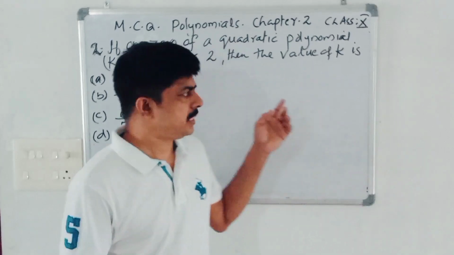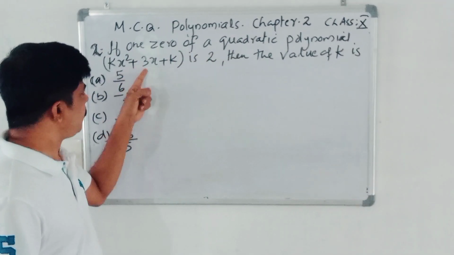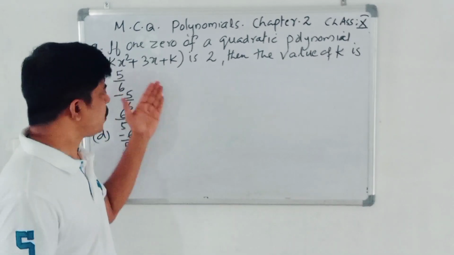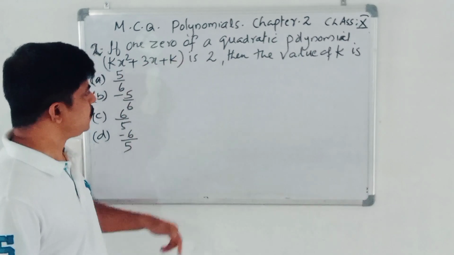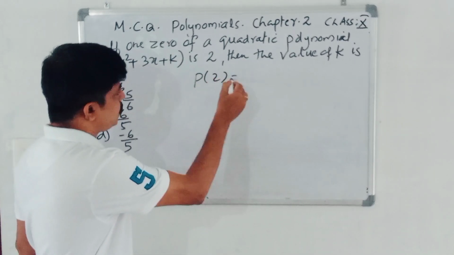Moving to the second question. If one zero of a quadratic polynomial kx square plus 3x plus k is 2, then the value of k is dash. This is a quadratic polynomial. One of the zeros is given as 2. Therefore, p of 2 is equal to 0.